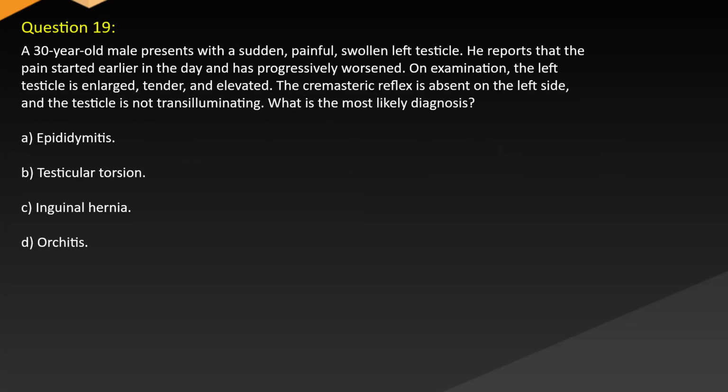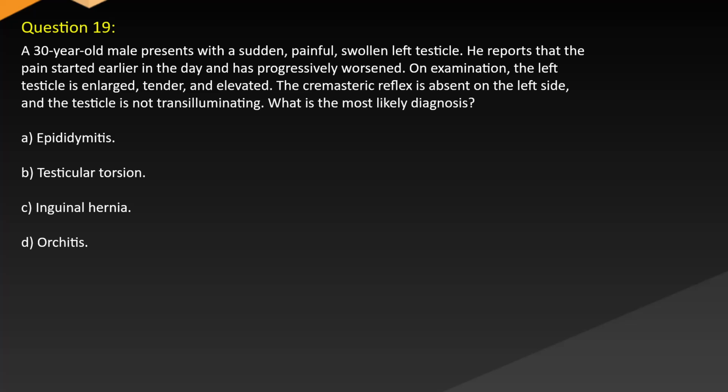Question 19. A 30-year-old male presents with a sudden, painful, swollen left testicle. He reports that the pain started earlier in the day and has progressively worsened. On examination, the left testicle is enlarged, tender, and elevated. The cremasteric reflex is absent on the left side, and the testicle is not transilluminating. What is the most likely diagnosis?